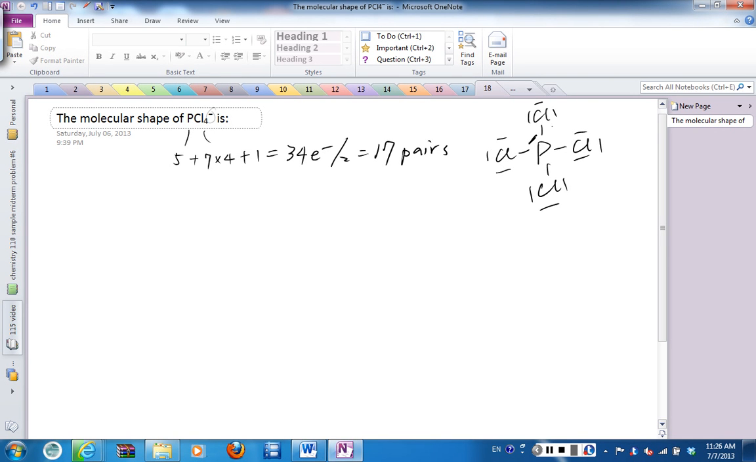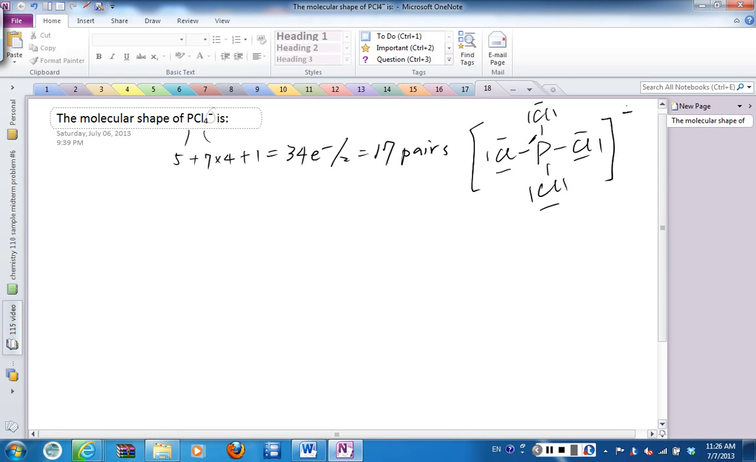Phosphorus is in the 3rd period, which means it does have empty d orbitals to take more than an octet. So octet expansion can be applied on phosphorus. So altogether, that's a -1 charge.